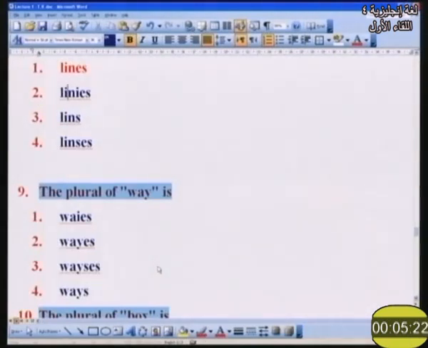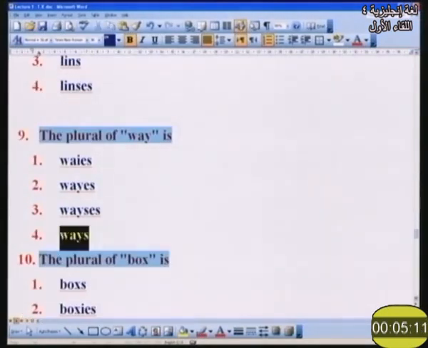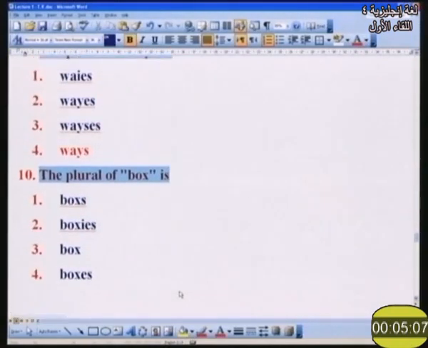The plural of way. It ends with a Y. Before the Y, like key, there is a vowel. Then what we have to do is just add an S. Okay. It becomes ways. The last one is box. It ends with an X. Then we add ES. Boxes.